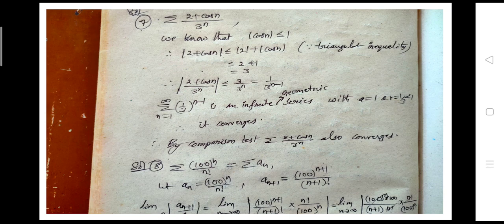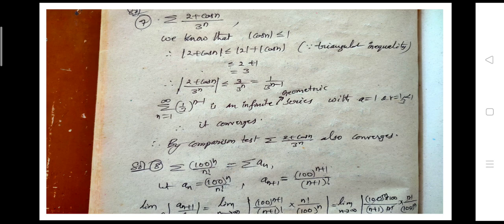So 1 by 3 power (n minus 1) is an infinite geometric series with a equal to 1 and common ratio 1 by 3. 1 by 3 is less than 1, and less than 1 means it converges. Therefore by the comparison test, sigma (2 plus cos n) by 3 power n also converges.